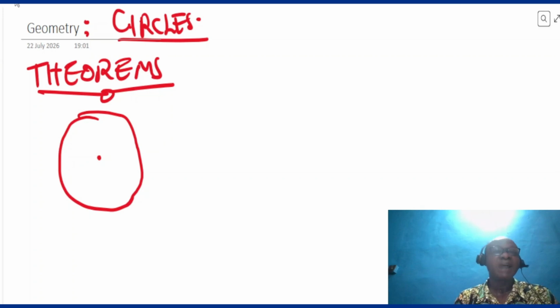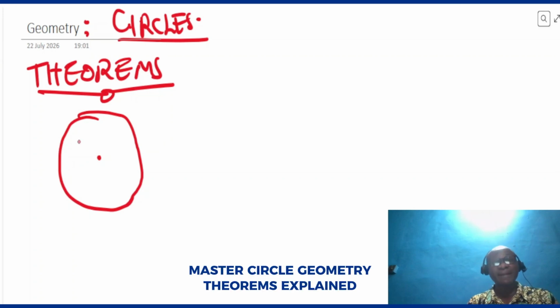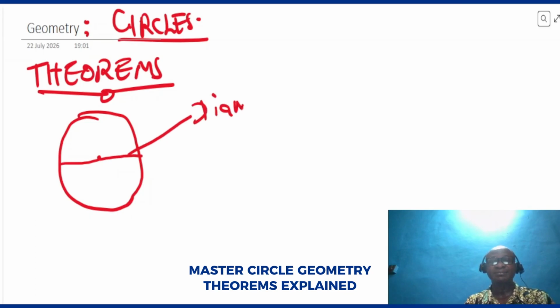Many features in a circle. For example, any line that divides a circle into two equal parts is called a diameter. Okay? And any line that moves from the center of a circle to any point on the circumference is called a radius.